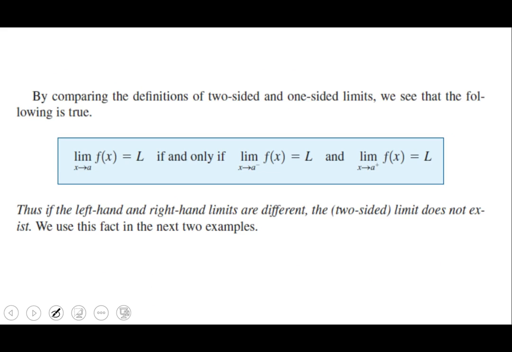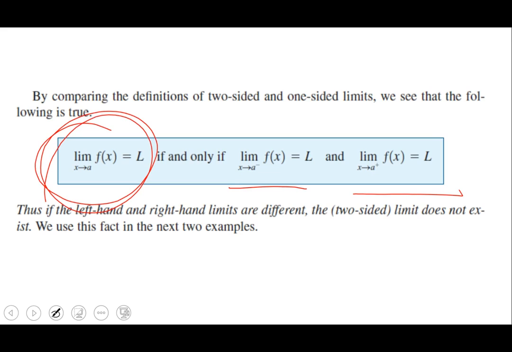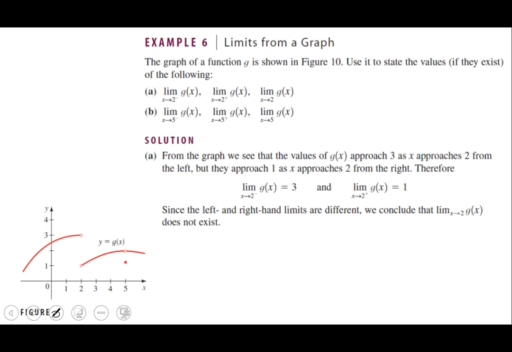So then the big piece of that is that if you are comparing two-sided limits and one-sided limits, the only way that the whole limit can exist is if the left-hand limit and the right-hand limit are equal. So if those limits are equal, then the big limit exists. If for some reason those two limits are not equal, then we would say that the limit does not exist. So let's see a couple of examples of that.